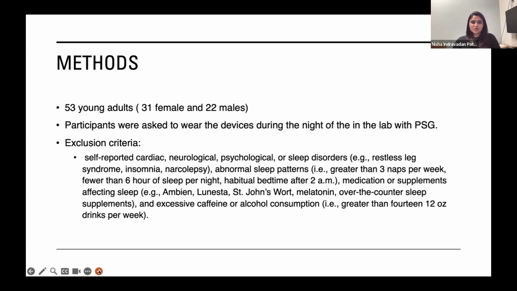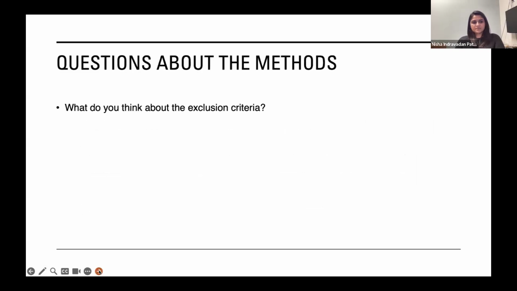The other thing that's interesting is they wanted to avoid anyone with abnormal sleep patterns, so no napping, but that also, I think, includes those that possibly have OSA. They mentioned restless leg and insomnia, but I think none of the patients here had OSA either, so that plays a big role too. And it's important for us to keep this in mind.